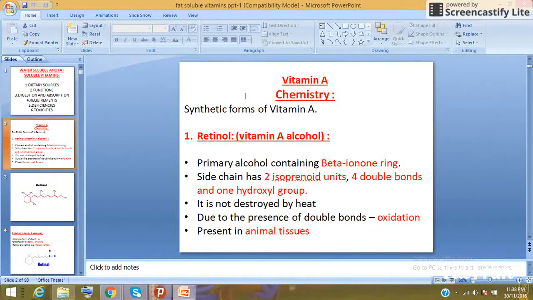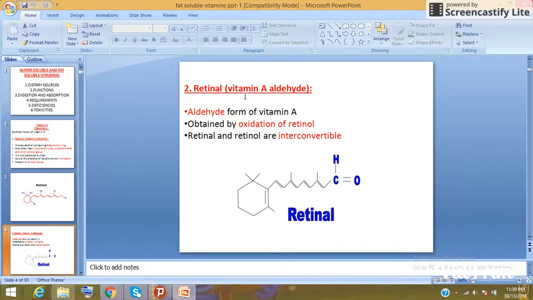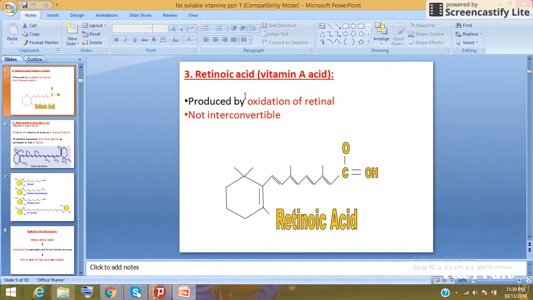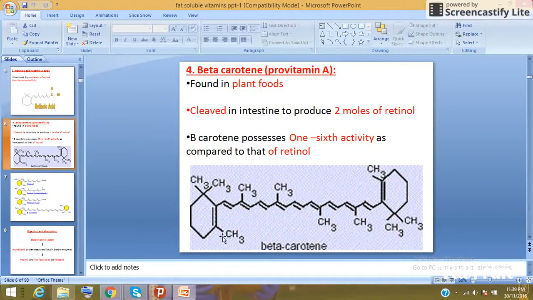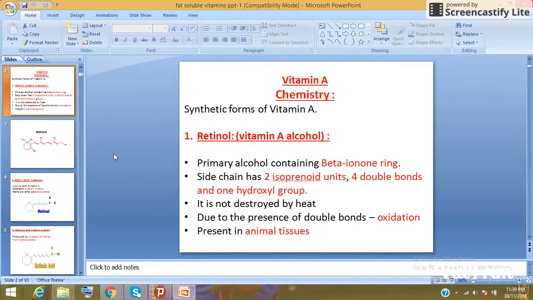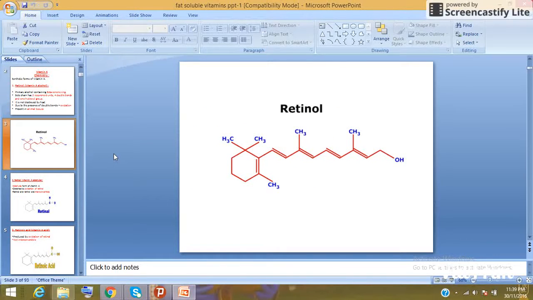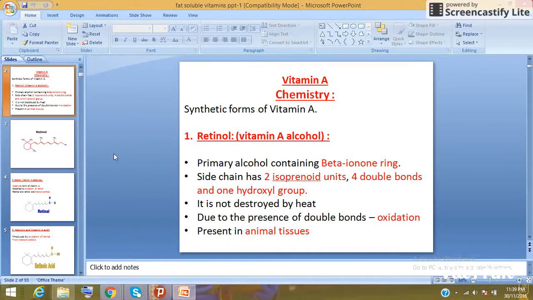As you can see here, this is the structure of retinol. This is retinal and this is the structure of retinoic acid and beta carotene. This is the structure of beta carotene. All three, retinol, retinal, and beta carotene, are interconvertible, whereas retinoic acid is not interconvertible. It cannot be transformed into retinol or retinal, nor beta carotene.